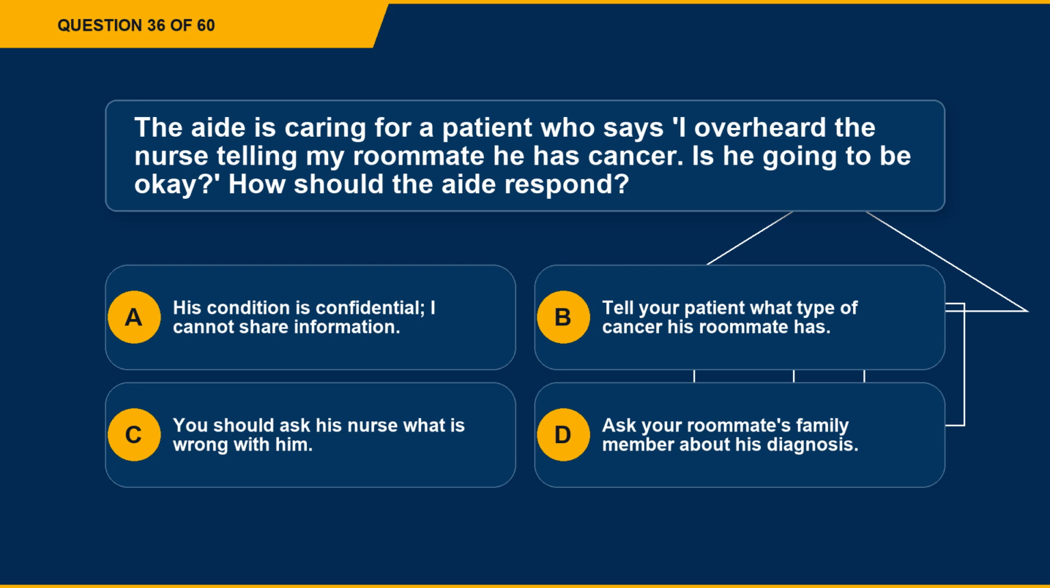Question 36. The aide is caring for a patient who says, I overheard the nurse telling my roommate he has cancer. Is he going to be okay? How should the aide respond? Option A, his condition is confidential, I cannot share information. Option B, tell your patient what type of cancer his roommate has. Option C, you should ask his nurse what is wrong with him. Option D, ask your roommate's family member about his diagnosis.